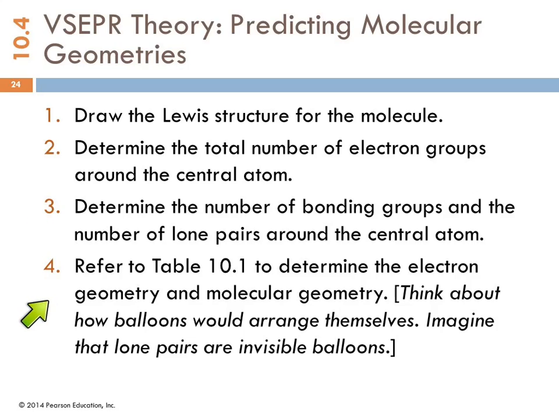And so this is fabulous. Why do they do this? Refer to table 10.1 to determine the electron geometry. You're not going to have table 10.1 on the exam, so I don't think that's a good strategy.